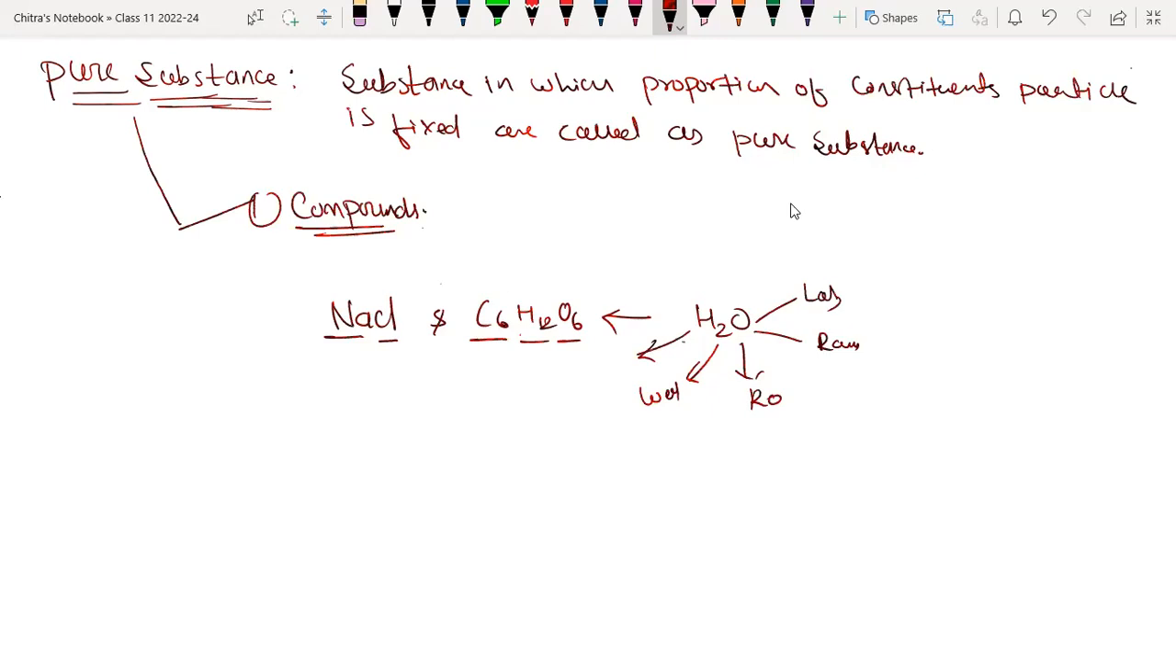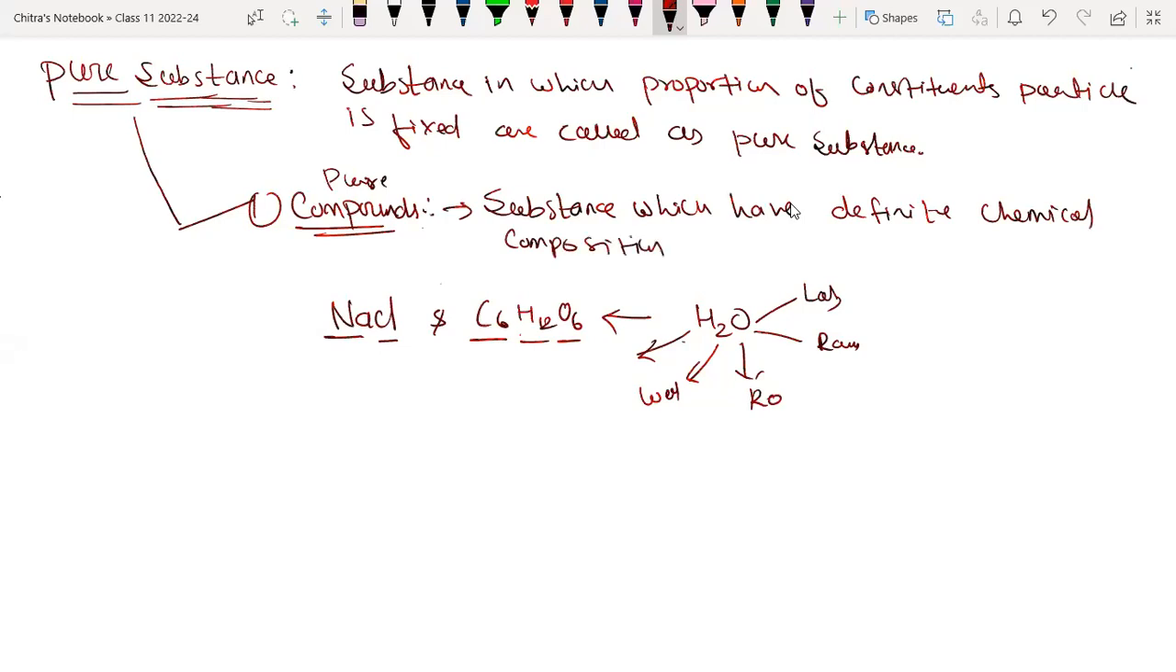So what are pure compounds? Substances which have definite chemical composition are called pure compounds. Instead of saying pure substance and compound, you can say pure compound also. Substances which have definite chemical composition are called pure compounds. Understood everyone?